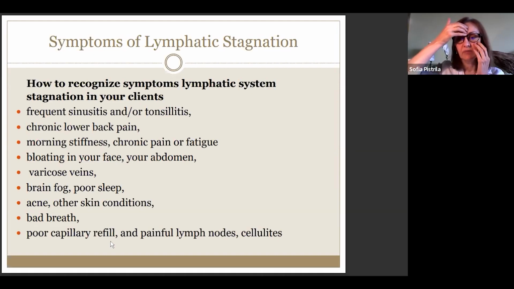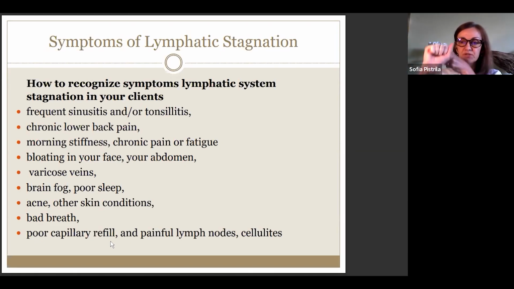Also, you can find it here many times with people with sinus infection and really bad lymphatic stagnation, under the eye. It's not the swelling that comes from the kidneys, but just that puffiness. Sometimes it's under parts of the face, other parts of the body. So again: varicose veins, brain fog, poor sleep, acne, other skin conditions, bad breath, poor capillary refill, painful lymph nodes and cellulite.